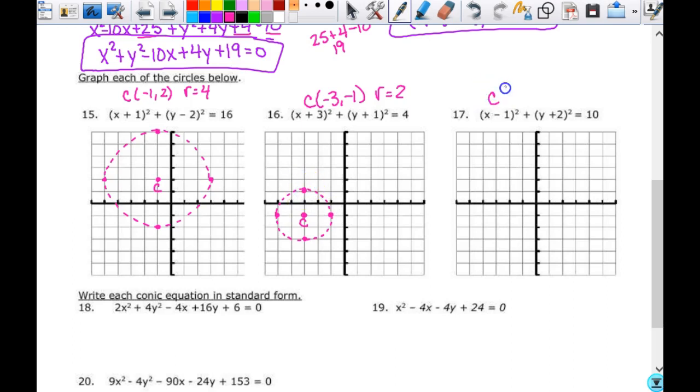All right, center here is 1, negative 2. And then radius is the square root of 10. All right, so I go to 1, negative 2. There's my center point. So square root of 10 is a little bit more than square root of 9. So it's a little bit more than 3. So I go 3 and a little bit, 3 and a little bit, 3 and a little bit.